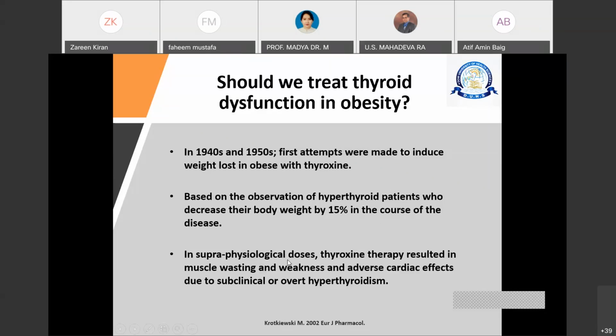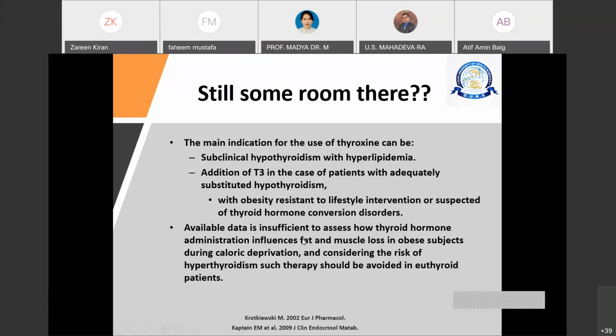So in supraphysiological doses, thyroxine therapy resulted in muscle wasting, weakness, and adverse cardiac effects, which lead to subclinical or even overt hyperthyroidism, and then you are stuck with those problems. So you have to be careful about these clinical mistakes. So is there still some room there? Can you still have some indication to treat patients with weight problems who have minor thyroid problems?